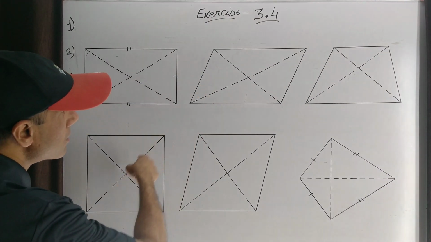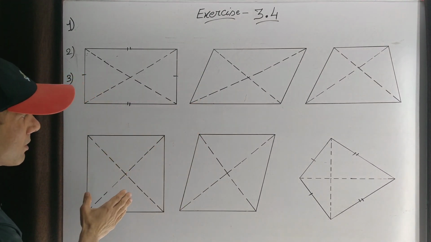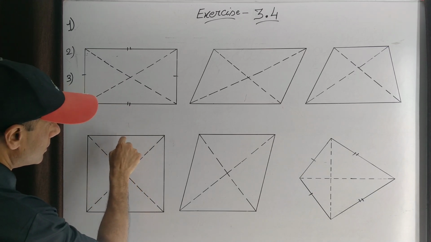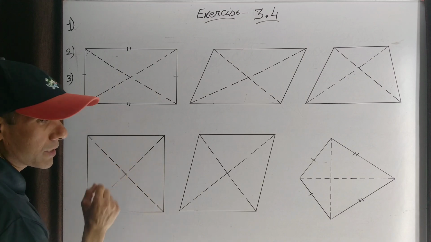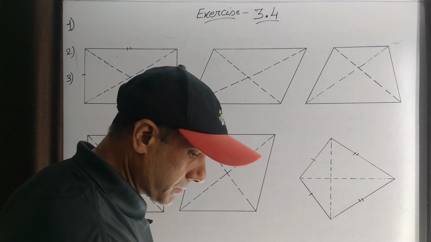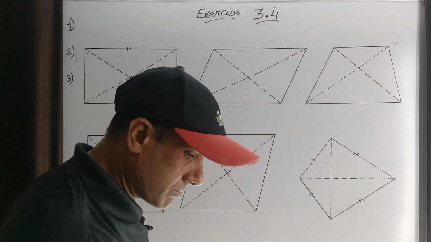A square is also a parallelogram. For a quadrilateral to be a parallelogram, the opposite sides need to be parallel. So this side is parallel to this side and this side is parallel to this side. So the definition is satisfied. So a square is also a parallelogram.